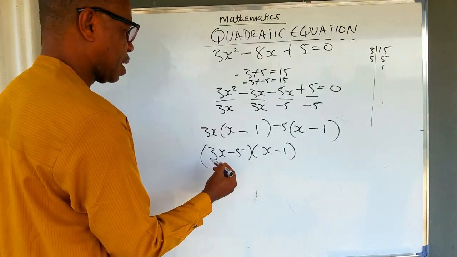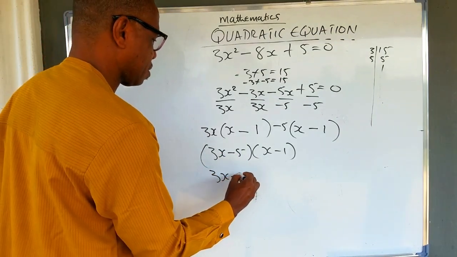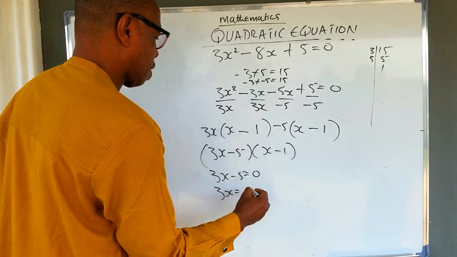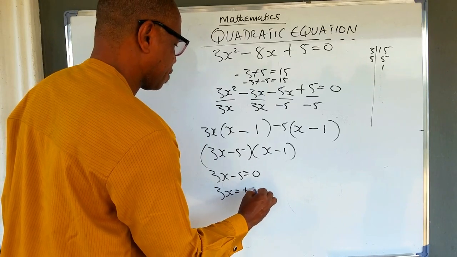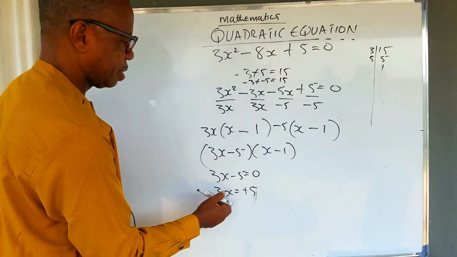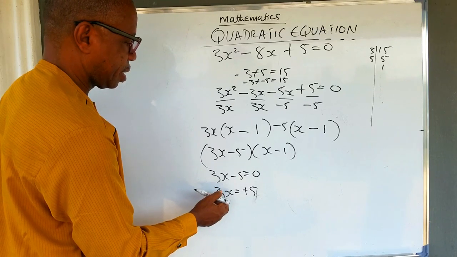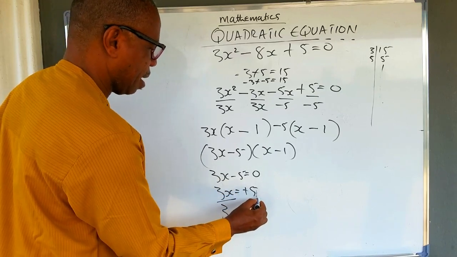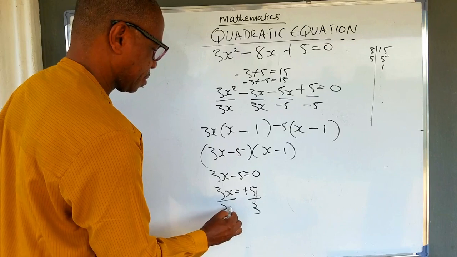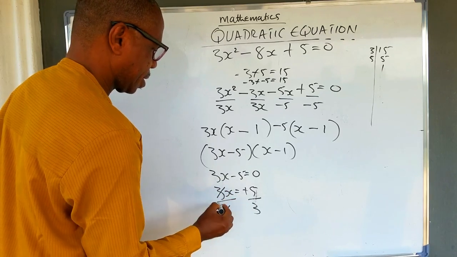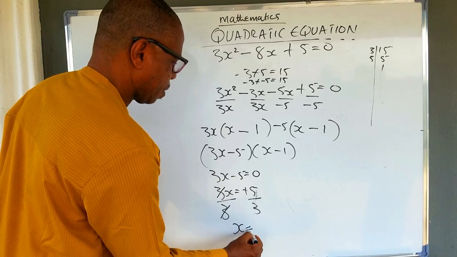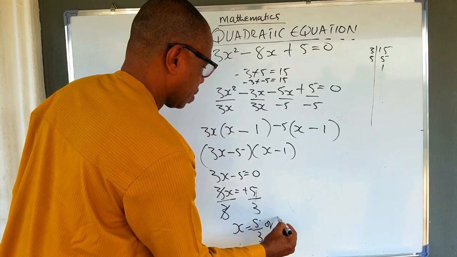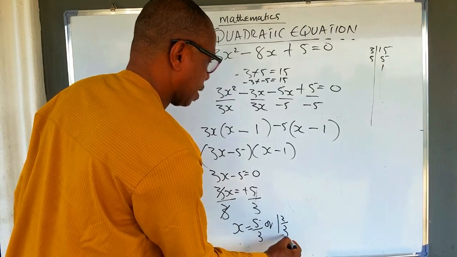Then to find the actual value of x, I will now say 3x minus 5 is equal to 0, which means that only 3x, my minus 5 will give me plus 5. And then 3x that is left here, to bring out the x, I divide both sides by 3. So x is equal to 5 over 3 or 1 whole number 2 over 3.